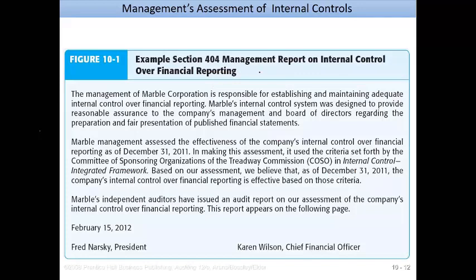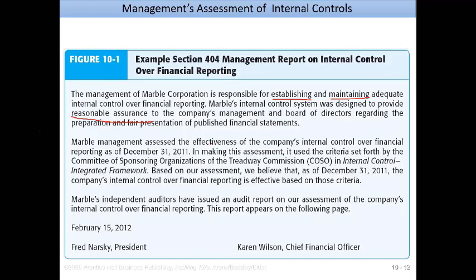This is an example of the management report, including the two paragraphs that we are talking about. In the first paragraph, it says that the management of Marble Corporation is responsible for establishing and maintaining adequate internal control over the financial reporting. Marble's internal control system was designed to provide reasonable assurance to the company's management and board of directors regarding the preparation and fair presentation of published financial statements. So in the first paragraph, the management stated they are responsible for establishing, maintaining, and providing reasonable assurance.